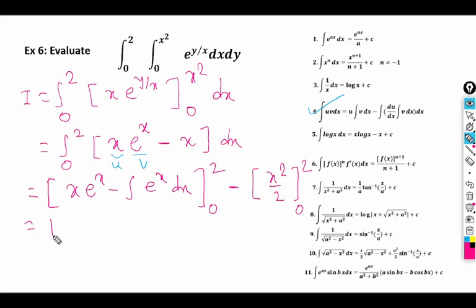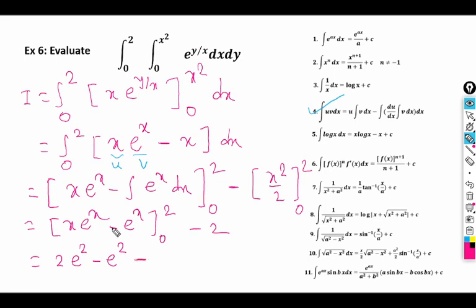So this integral is still not completed. x e raised to x, integral of e raised to x is e raised to x only, 0 to 2. And here 4 square upon 2 is 2, so minus 2 is the value of this term. Here we put the upper limit now, 2 e raised to 2 minus e raised to 2. This is for the upper limit. For the lower limit, when we replace x by 0, this 0 into this is 0, but e raised to 0 is 1. Lower limit has the minus sign.